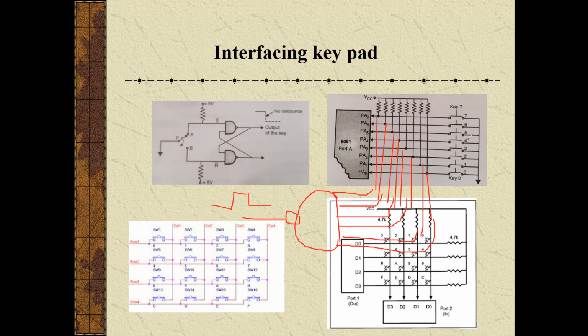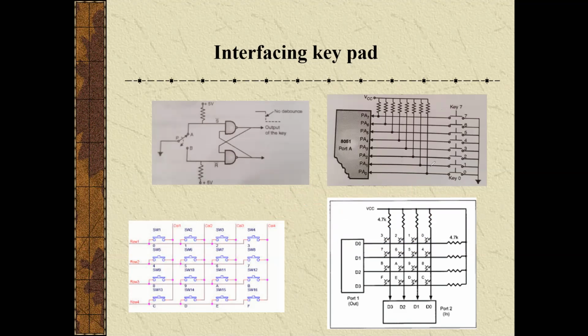If any key is pressed here, then what will happen? This will become low. If no key is pressed, then this will become high. In this way, we identify whether a key is pressed or not. This is the way of interfacing the keyboard to the microcontroller. This method is called the non-matrix method.